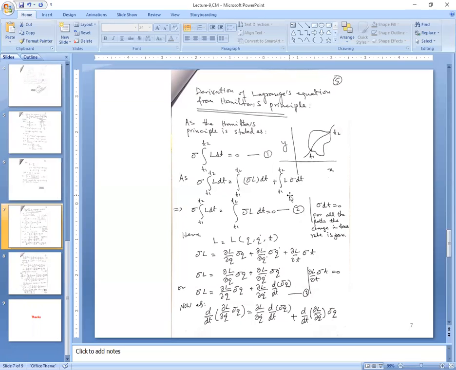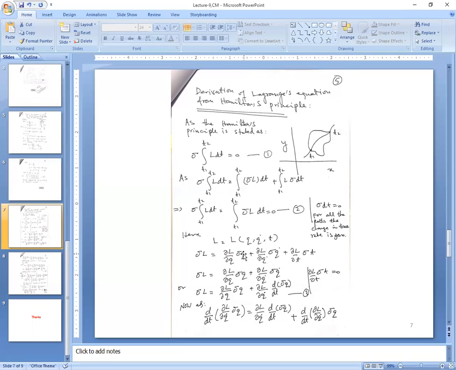This delta into dt is equal to 0, because for all the paths the change in time rate is 0. If we go from T1 to T2 by different paths, there are 3 paths, there may be more paths, but there is no change in the time interval. So we have this term equal to 0, and we are left with only one term. Remember this equation number 2.